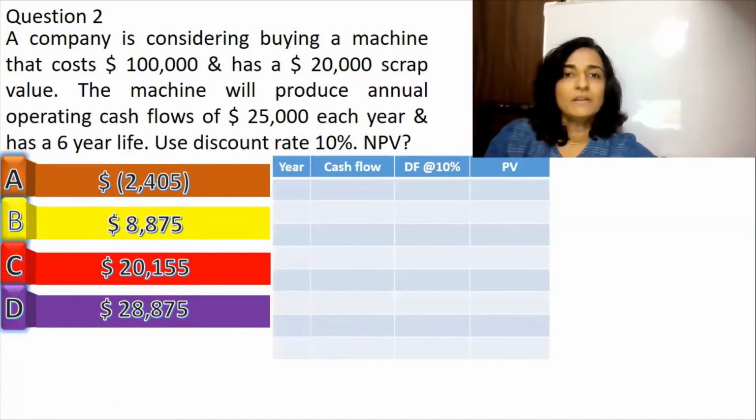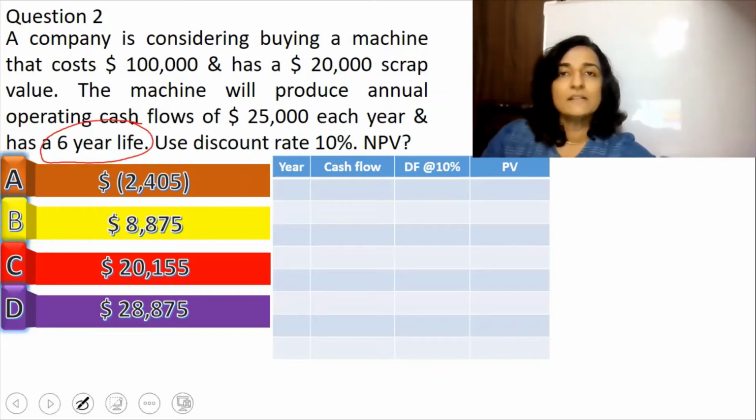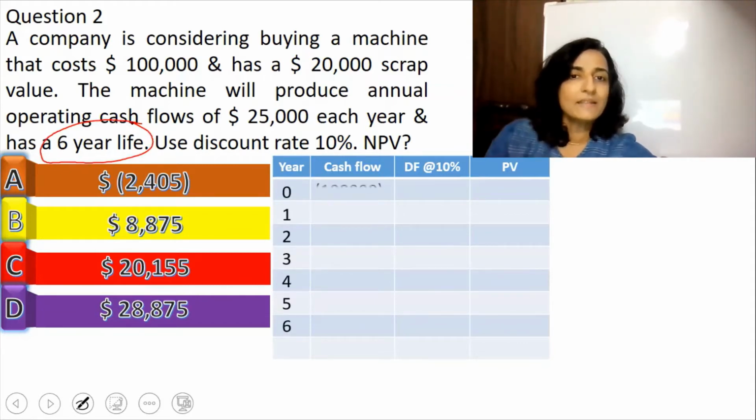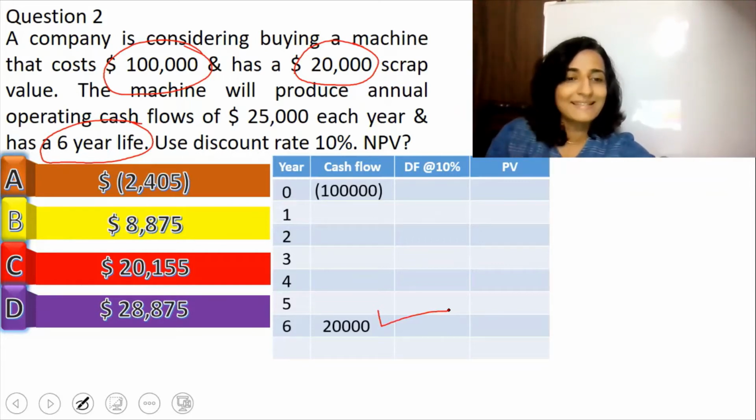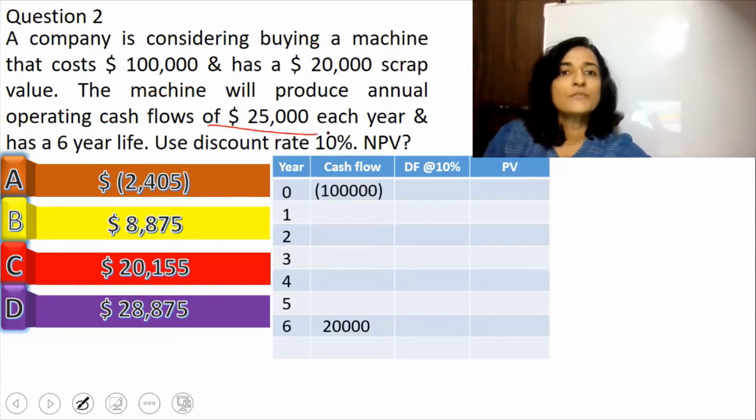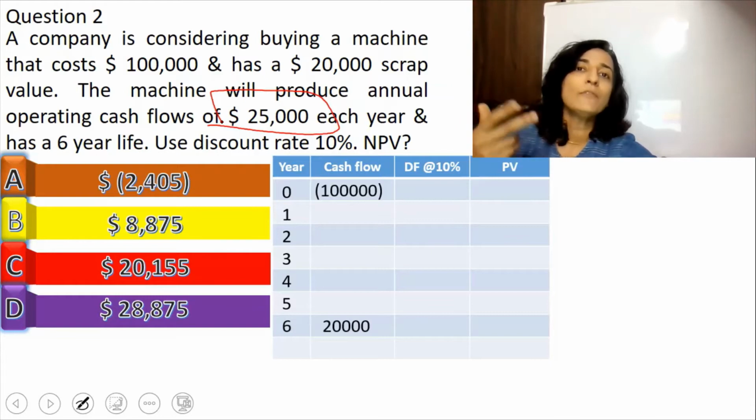Okay, so you have the table here: year, cash flows, discount factor at the rate of 10%, and the last column is the present value. How many years do we have? We have a total of 6 years. So in the first column, for the year, you have from 0 to 6, and cash flow. What is the cash outflow in the first year? It is 100,000 because that's the cost of the machine, indicated as a negative figure. Then you have a 20,000 scrap value at the end of the useful life, or at the end of 6 years. So you have $20,000 coming in as a cash inflow in year 6. You have cash flows of 25,000 each year. For all the other years, from 1 to 6, you have a cash inflow of 25,000.